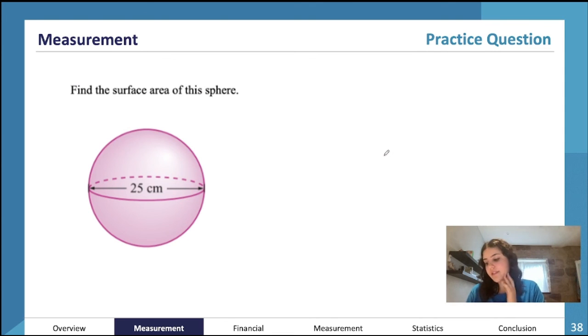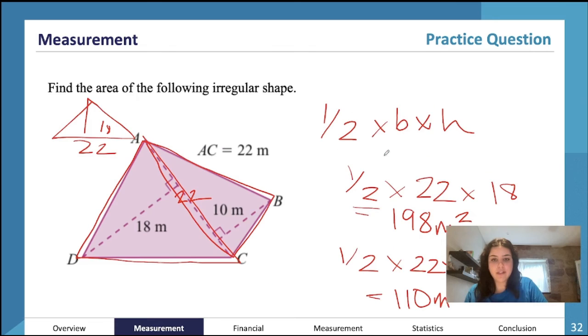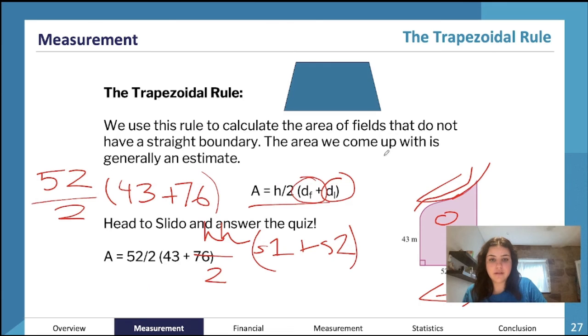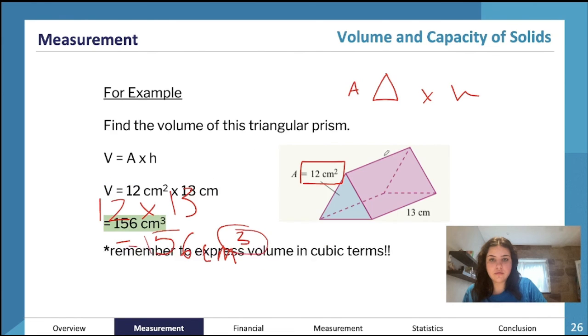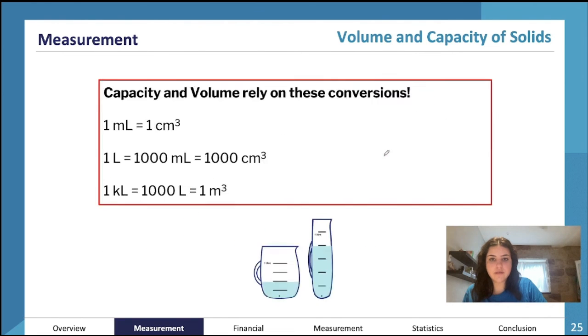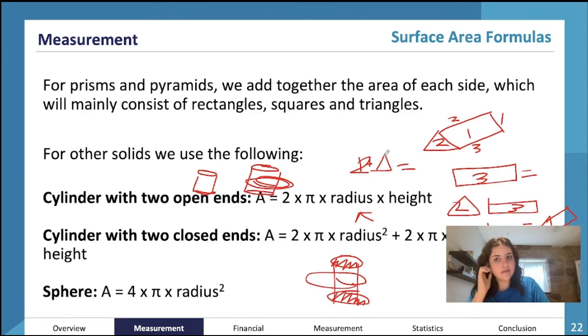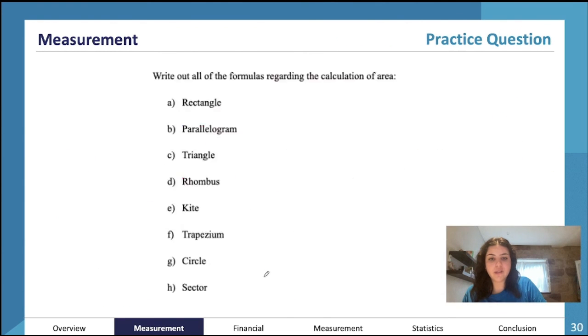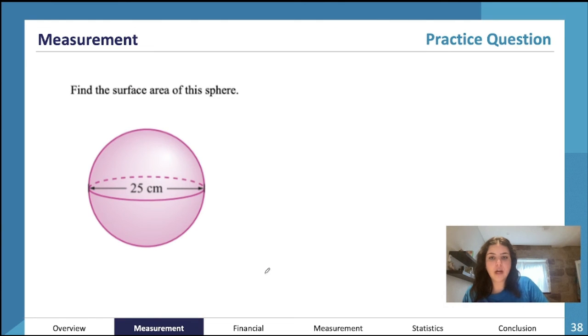Surface area of this sphere. So when we're looking for the surface area of a sphere, let's run back to our formulas, because this is not one that they give you on the formula sheet. Sorry guys, takes a second. Okay, surface area of sphere. 4 times pi times radius squared. So remember, it's not the 4 over 3.